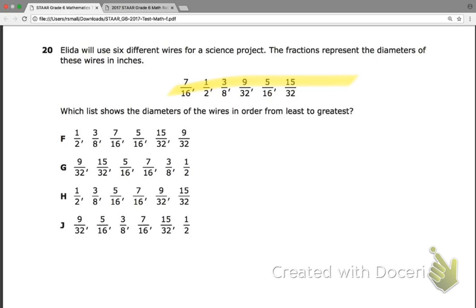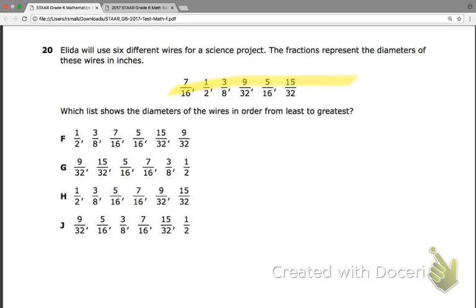So I see that 32 is my biggest denominator I have. And I see 16, 8, and 2 as other denominators. Well, those are all factors of 32, so it's going to be really easy to make these equivalent fractions.